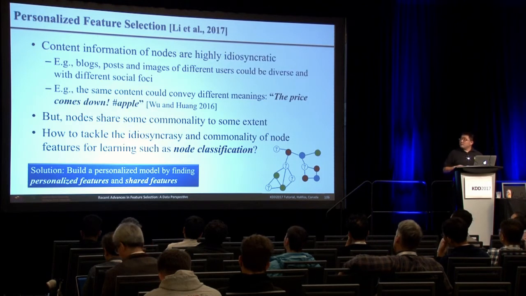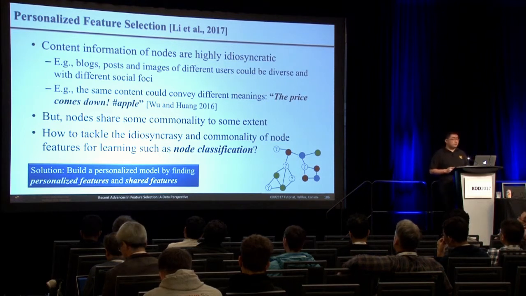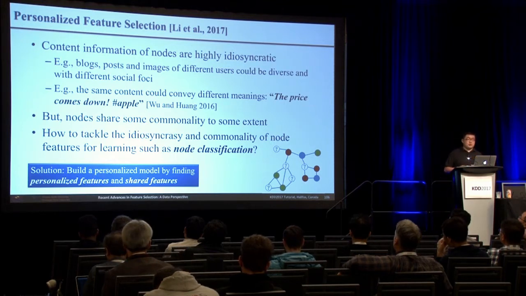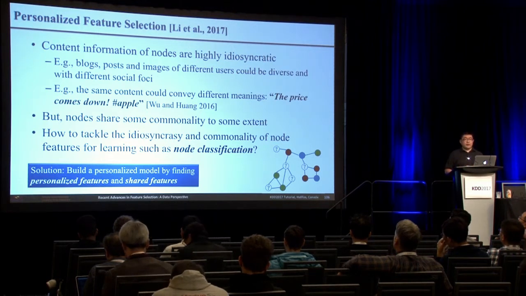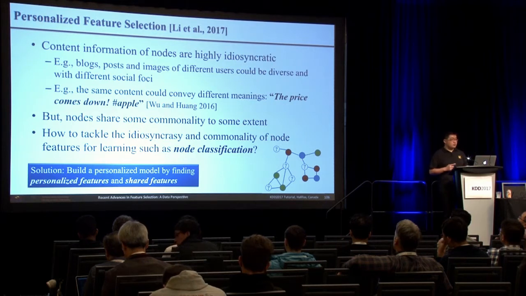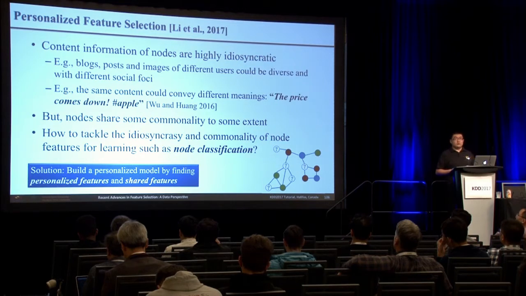So the two approaches previously mentioned assume that all the nodes in the network have the same model parameter W. But in many cases, the content information of different nodes could be quite personalized. For example, the blogs, posts, or images of different users in social media could be quite diverse, and the users could have quite different social foci.